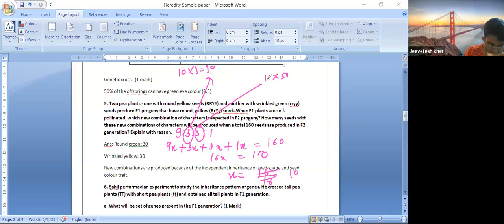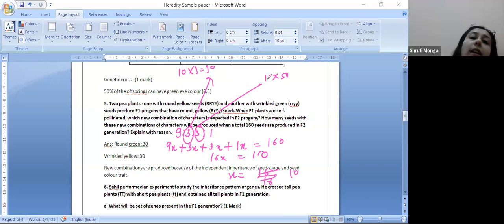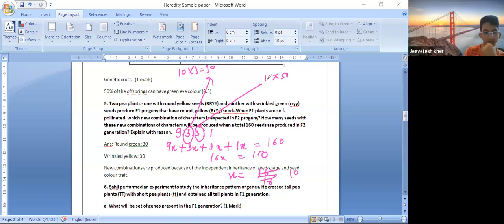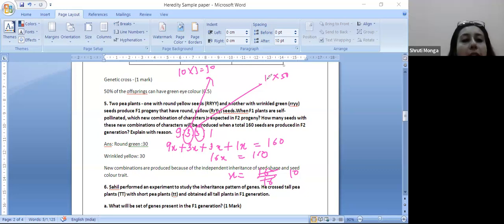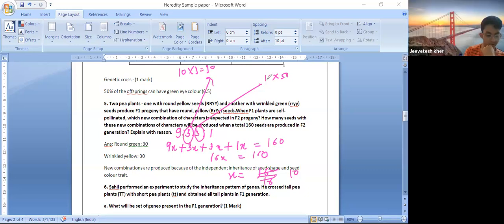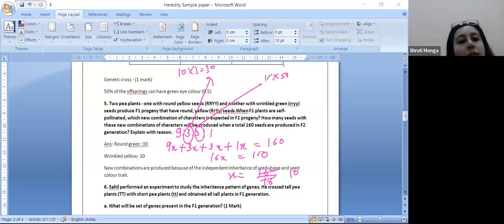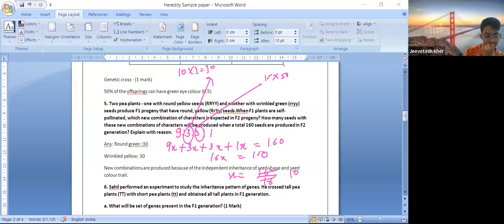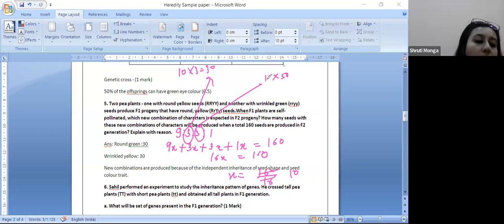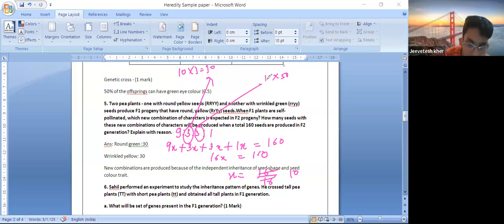So this is how you are going to solve the question if it comes in any form. Got it? Please write how you are going to solve it. Okay, everyone? Any confusion? Are you writing it in your notebook? Please write it.